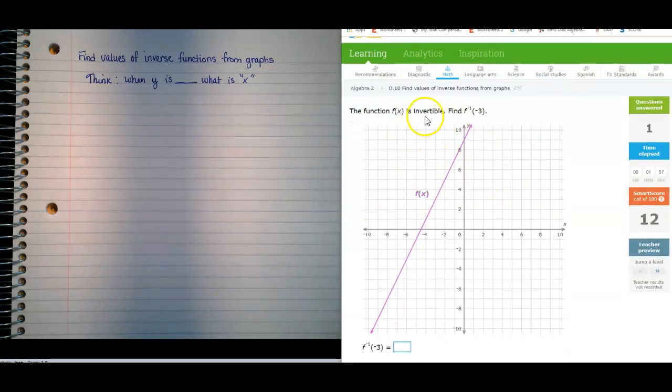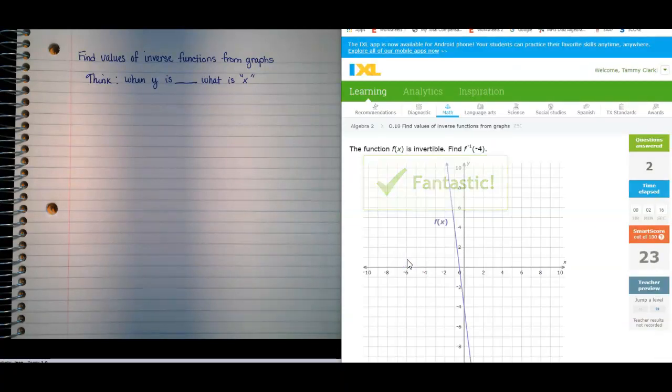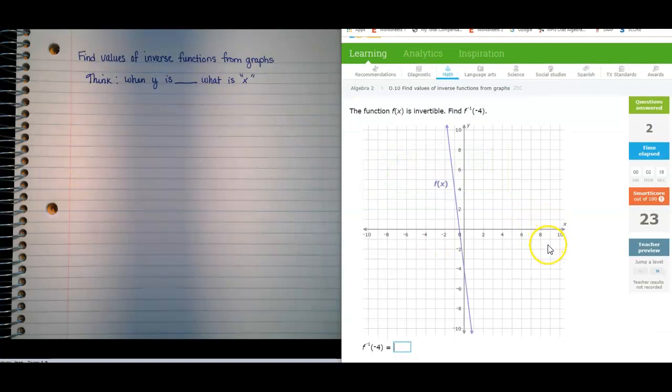The function f of x is invertible. Find inverse when y is -3. So again, on your y-axis, you're going to find -3, and you're going to go over to the linear function, and you're looking for the x, or the input, which happens to be -6. The function f of x is invertible. Find inverse of -4. So we're going to go on our y-axis to -4. Well, at -4, x is 0.